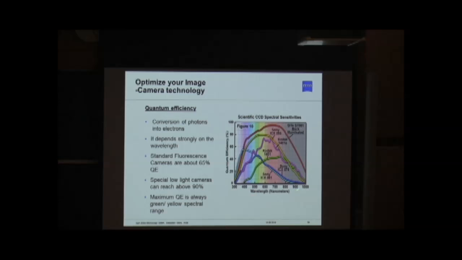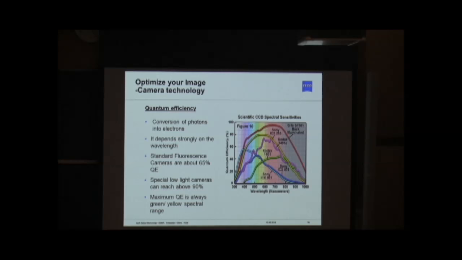And what you see on the figure on the right is that different chips that you can use in your cameras are kind of wavelength dependent with respect to their quantum efficiency. All of these chips share the common feature that the maximum quantum efficiency is always in the green-yellow spectral range, and that the conversion is very low when it comes to bluish light, or UV light, and when it comes to far red light. So this is the main property that you always have to keep in mind.